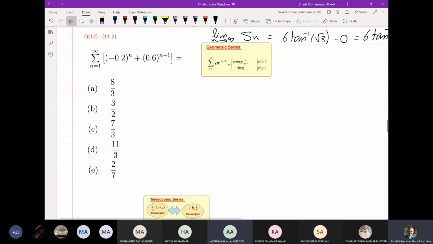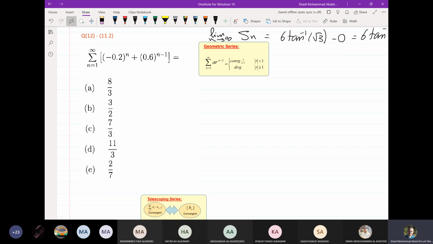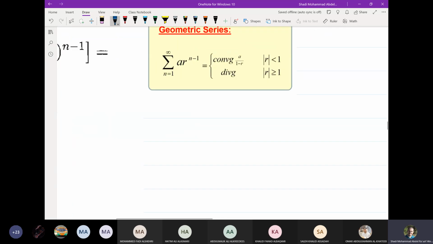Let me move to question number 12 because we have just 15 minutes. Let me hurry up. We are talking now about geometric series. This is the geometric series.